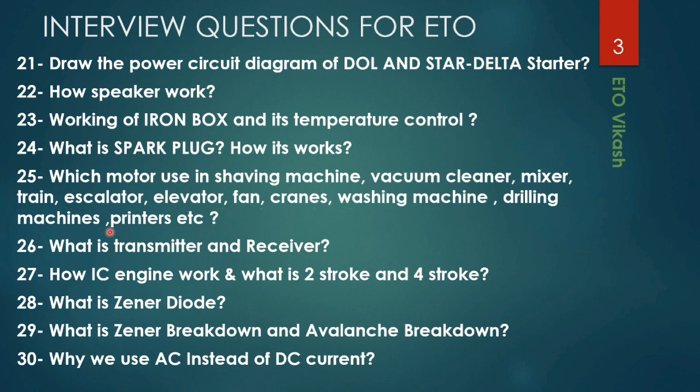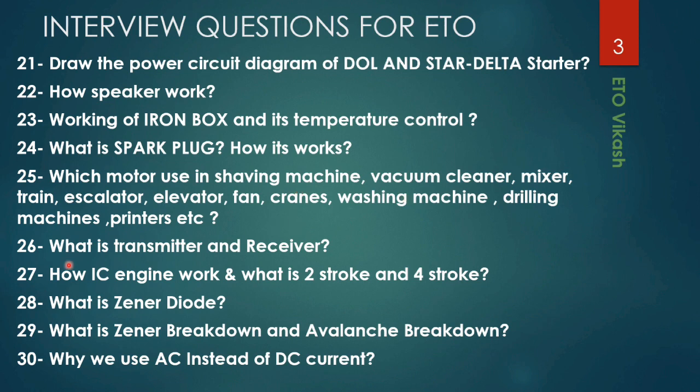Now 25: which motor is used in the sewing machine, vacuum cleaner, mixer, train, escalator, elevator, fan, cranes, washing machine, drilling machine, printer, etc. And all these you can Google one by one, and you can just write which motor. In an interview they may ask a direct question, like which motor are you using in the sewing machine.